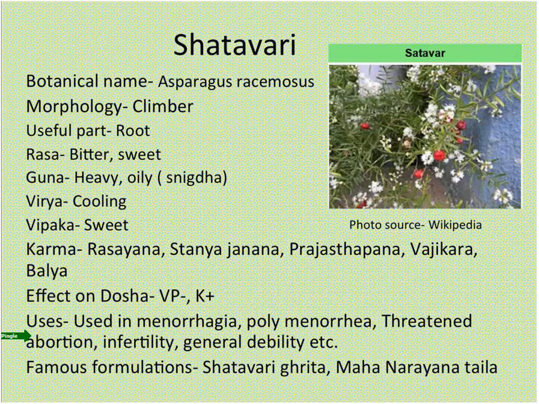Shatavari is used in menorrhagia, polymenorrhea, and in cases of threatened abortion. If a lady is coming across repetitive abortion with no significant reason or congenital issues, then in those cases you can use the herb Shatavari. Then for infertility, especially male infertility, you can advise Shatavari.